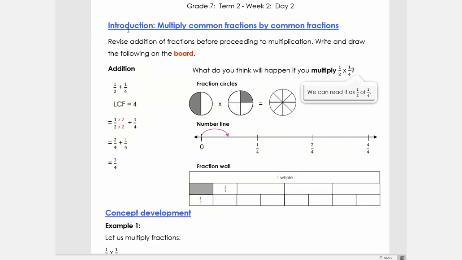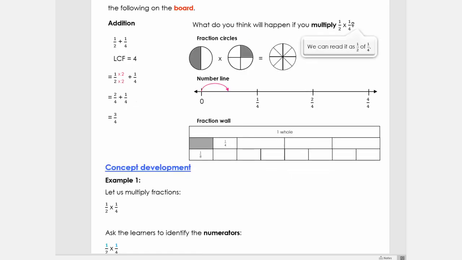Let's then look at today's lesson. So before we're going to carry on with multiplication, we're just going to revise addition again. So if we add two fractions with denominators that are different, we need to find the lowest common factor. So yes, in the previous lesson, we looked at how to find the factors of 2 and 4.